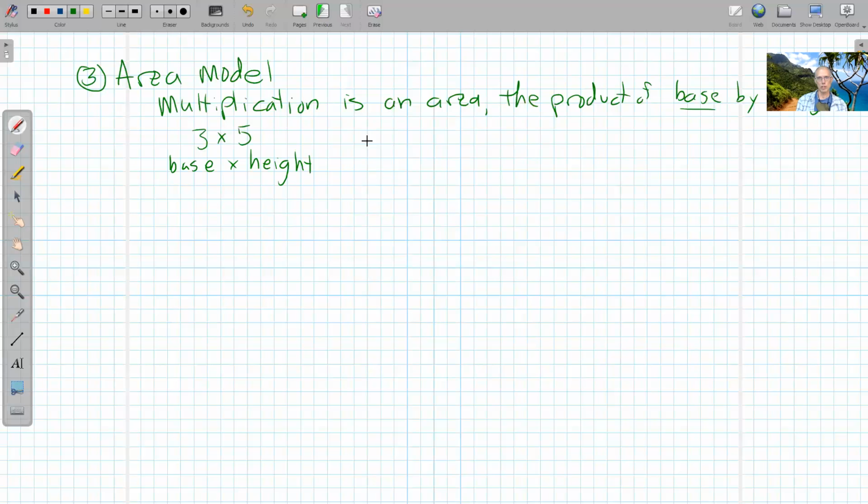And so then I want to draw a region that has a height of 5 and a base of 3. So 1, 2, 3, 4, 5, base of 3 over here. So this would be my rectangular region. 3 by 5. And then inside of that, I can see if I split up the 3 and the 5, that I have 15 units inside.